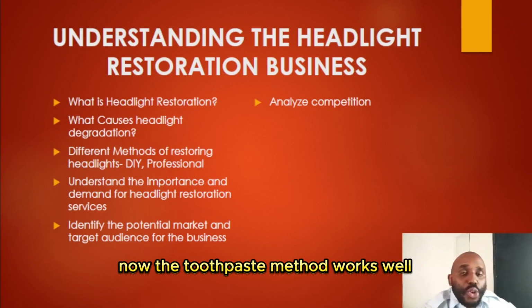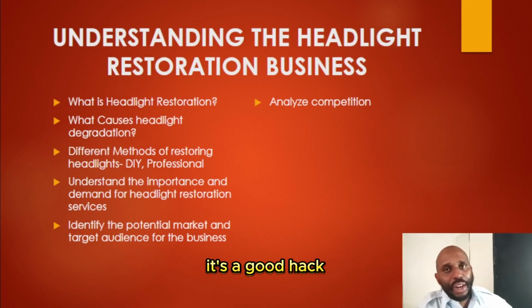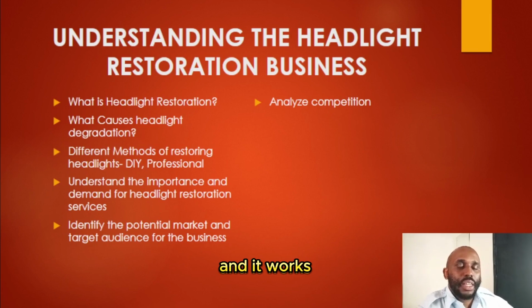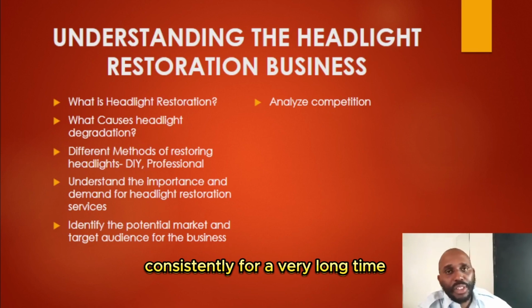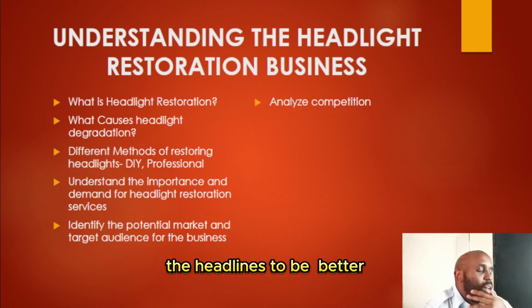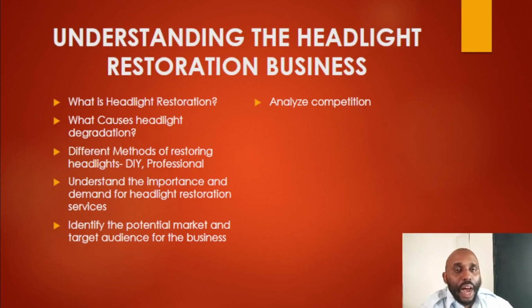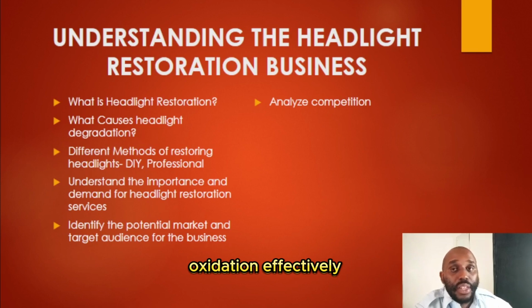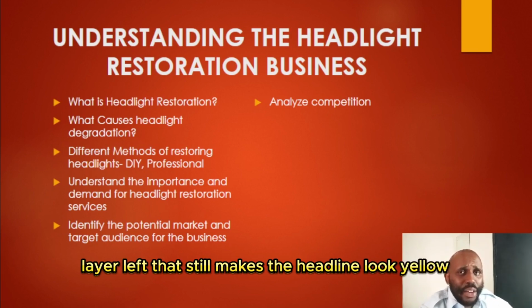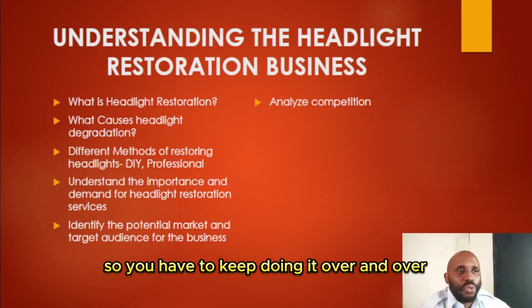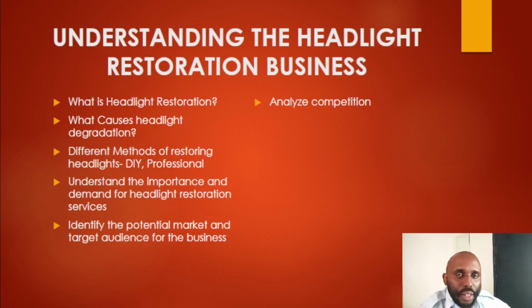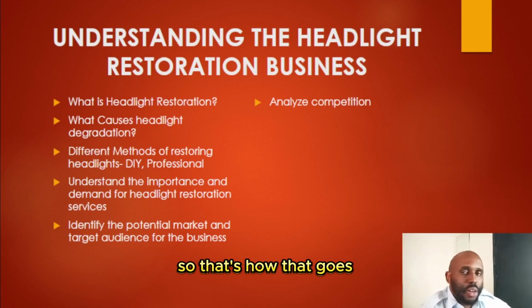Now, the toothpaste method works well. It's a good hack. I've tried it and it helps you temporarily, but you'll be doing it consistently for a very long time if you want your headlights to stay better. The main problem is that it doesn't remove oxidation effectively. There's always a layer left that still makes the headlight look yellow, and there's no protection. So you have to keep doing it over and over, which is not effective. I've been there, done that.